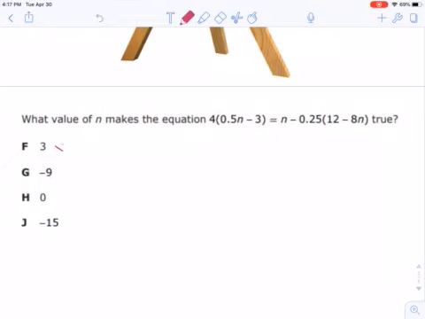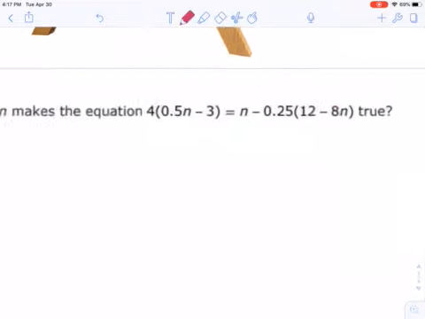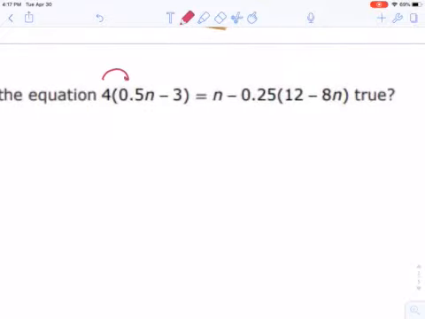Now, you could plug in your answer choices here for n over and over and over and see which one works out. But again, we have the skills that we need to actually solve this by hand, so that's what I'm going to do. So I'm going to start by distributing this 4, and then over here distributing a negative 0.25. Anytime you see parentheses, most likely you're going to distribute. I would look closely to see if that's something you need to do.